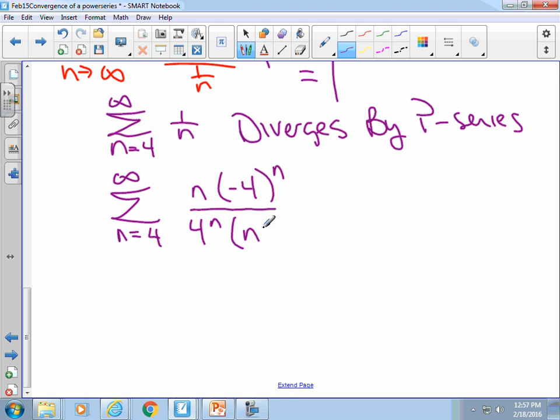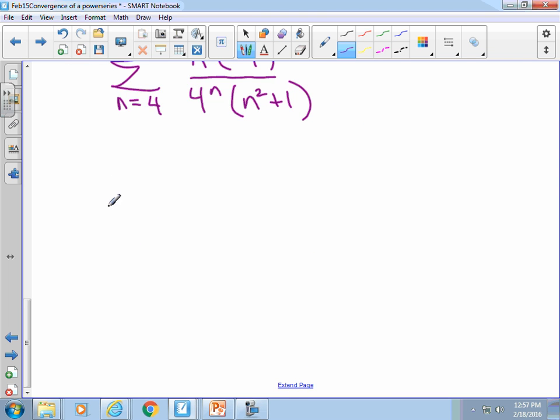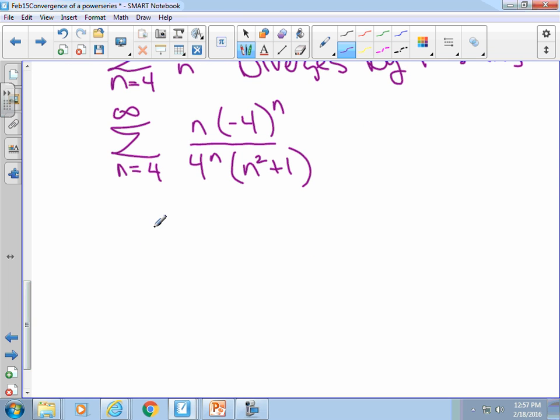With which one? This one right here. Oh, I don't know yet. We'll see. Let's simplify it. -4 to the n divided by 4 to the n. Those don't quite cancel, but they almost do, don't they? What do they leave you with? They leave you with -1 to the n.